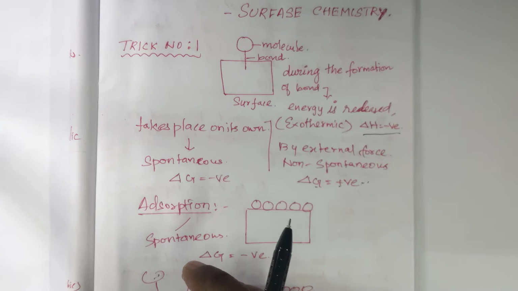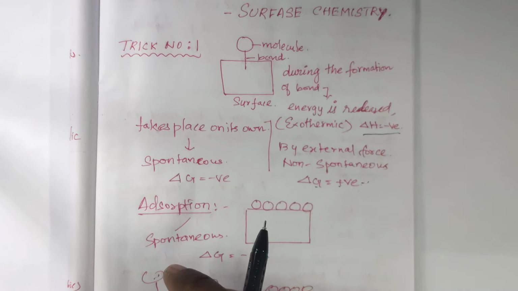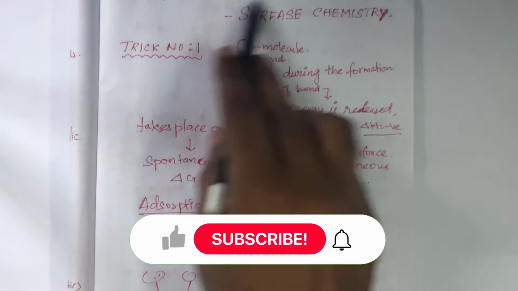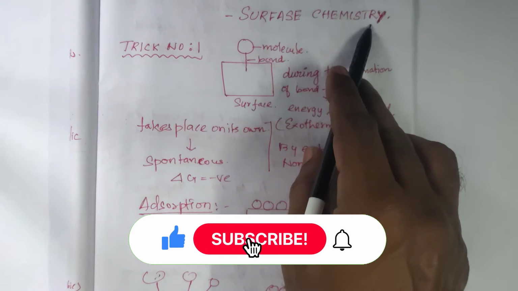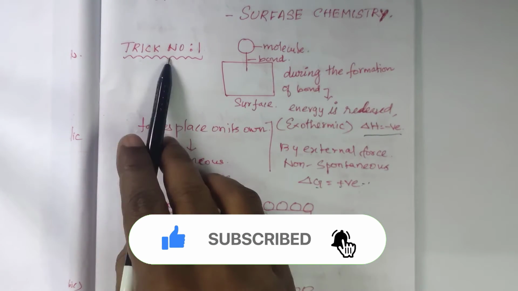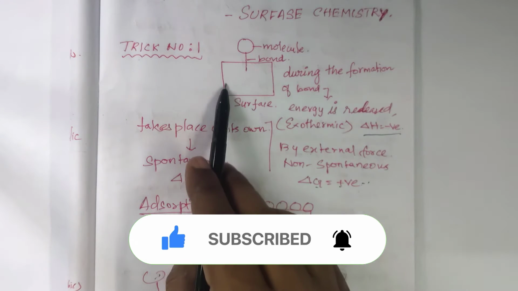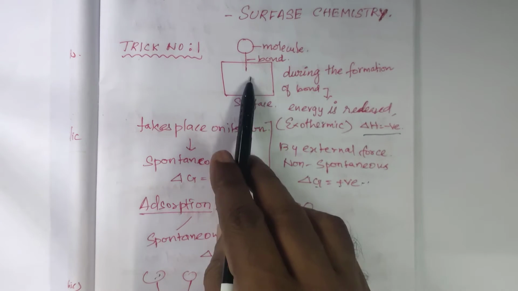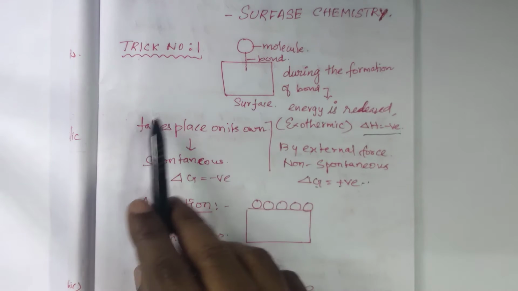Good morning, students. Today we are going to see the top 6 tricks from surface chemistry. Trick number 1. This is a surface where the molecule can be adsorbed.